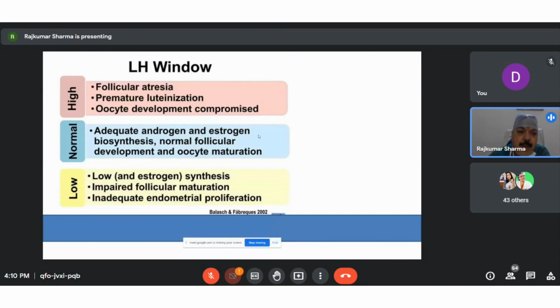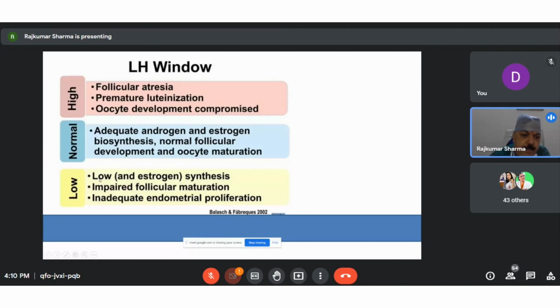Now LH is required at certain values. When the values are high, you find follicular atresia, premature luteinization, and the oocyte development is also compromised. The living example of this is PCO patients, where the LH is high and they form follicles up to a certain stage, and then those follicles go into atresia, and you do not get a mature follicle in these patients.